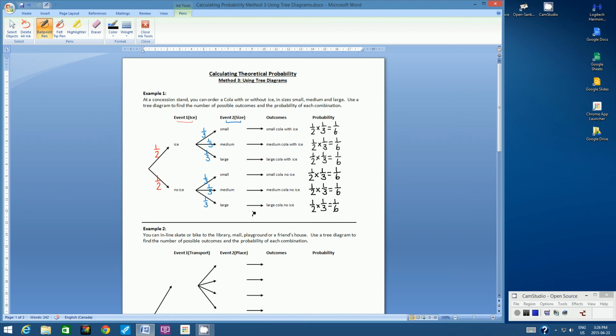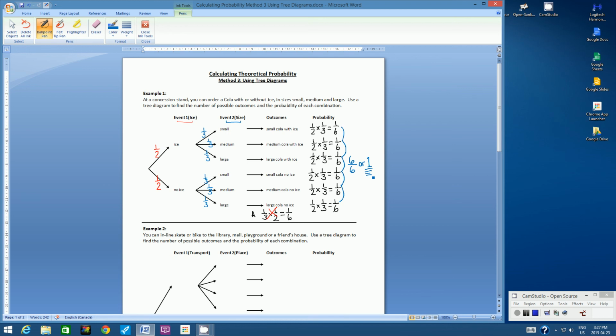Now, an important note here is that what if you wrote down 1/3 times 1/2? Would you get the same answer? Yeah, you would. However, you cannot write it this way because the first branch did not say 1/3. It said 1/2. So if you wrote it this way, it would be wrong. Okay, so one neat thing about probability is when you get all of these probabilities, if you were to add 1/6 to 1/6 to 1/6 to 1/6 to 1/6, you would get a total of 6/6, or just a probability of 1. Okay, and that's how you know you've got the right answer.